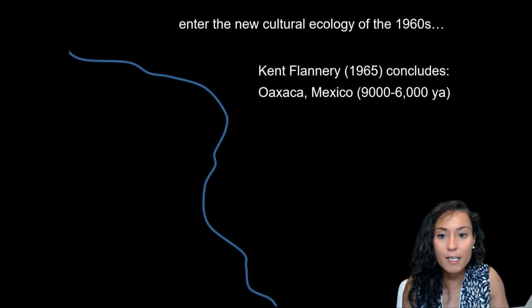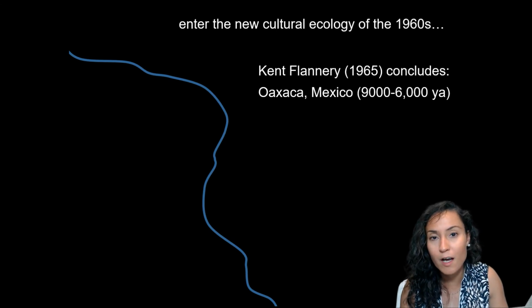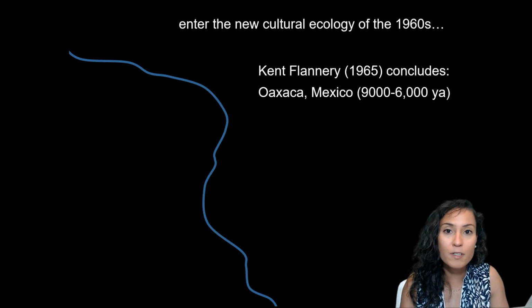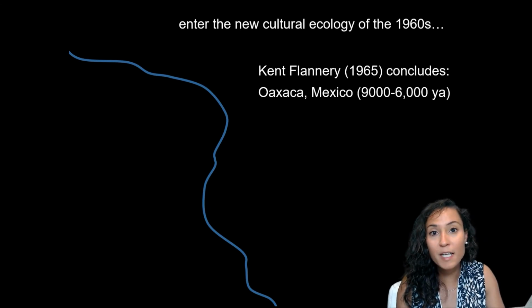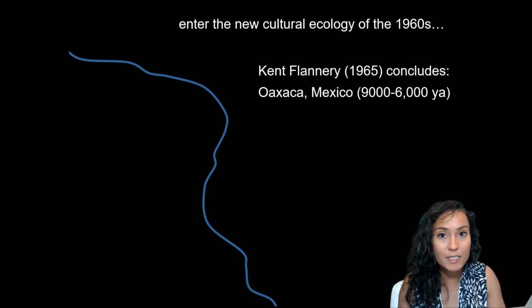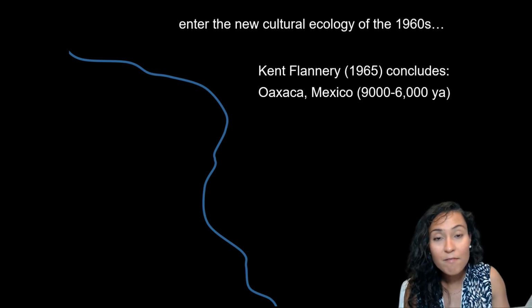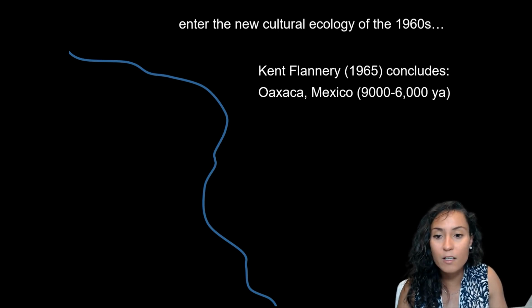One key figure in the development of a cultural ecology explanation for the development of agriculture was a professor named Kent Flannery at the University of Michigan. Kent Flannery used this cultural ecology approach to examine how and why Mesoamericans took up agriculture.